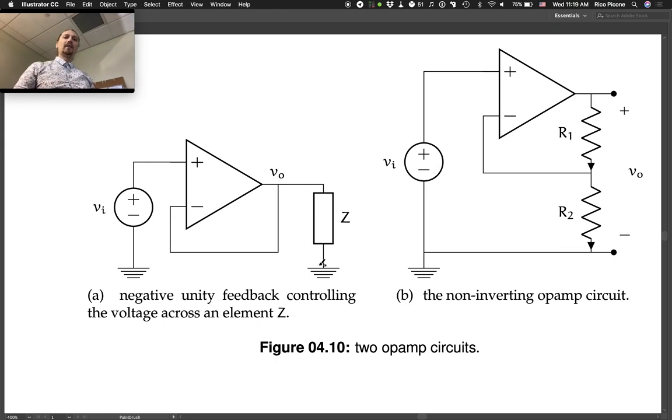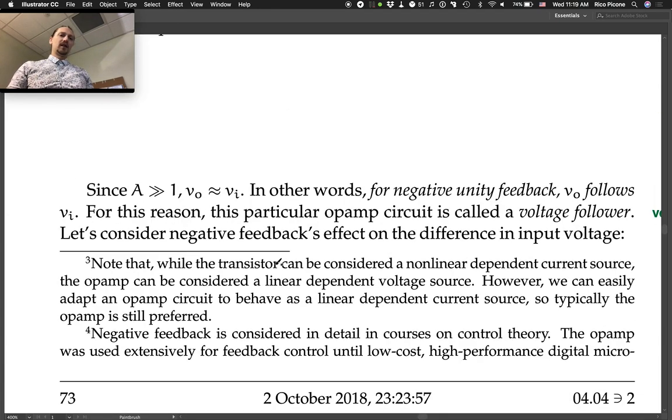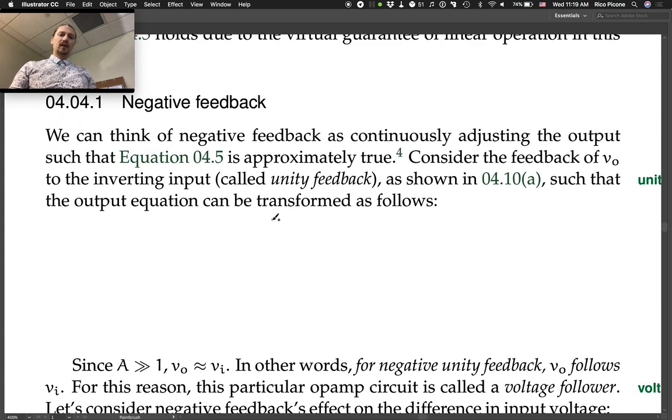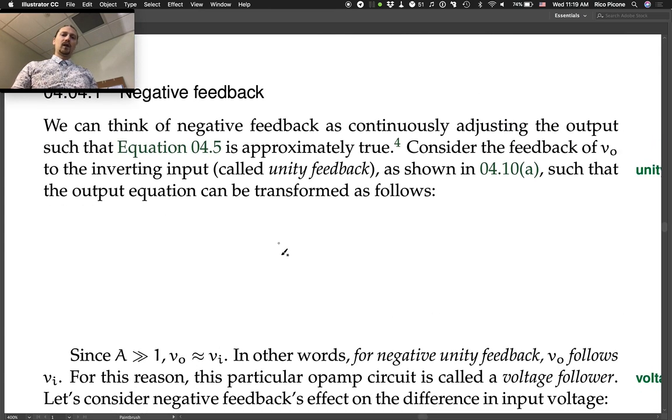And then we're going to have the output go across a load Z. So this circuit is what we're going to consider here. So we're going to do some analysis on this.